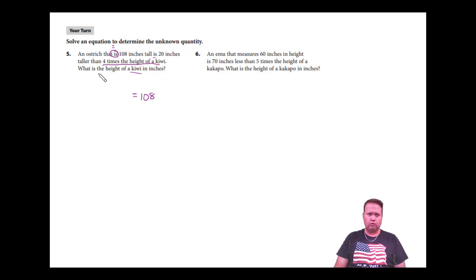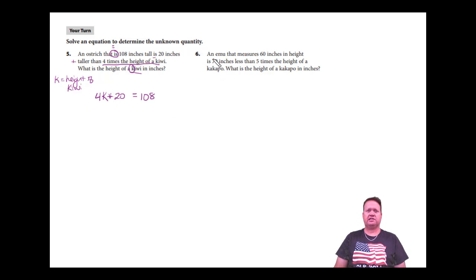And it says 20 inches taller, taller is plus, that's a more, than 4 times the height of a kiwi bird. Well, if I don't know how tall a kiwi bird is, let's call it a letter. It's going to be K. So K equals the height of a kiwi bird. And so 4 times the height of a kiwi bird is 4K. But then it says it's not just 4 times the height, it's 20 inches more than that. So plus 20. And that's the equation that you get to go out and solve.